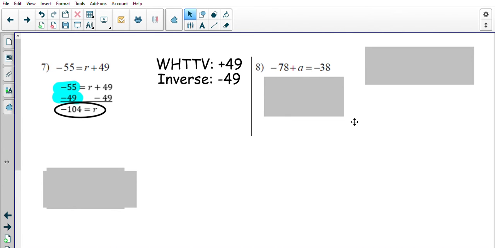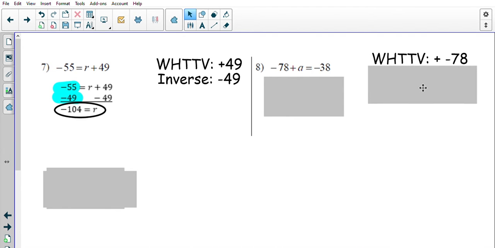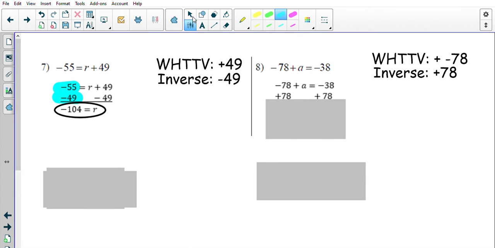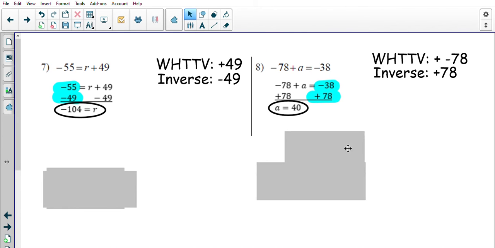Number 8, negative 78 plus a equals negative 38. What's happening to the variable is we're adding by negative 78. The inverse is to add a positive 78. So we'll do that to both sides. On the left-hand side, this is going to cancel out. On the right-hand side, what you're plugging into your calculator is negative 38 plus 78. Again, negative 38 plus 78. And this is going to get us a equals 40.